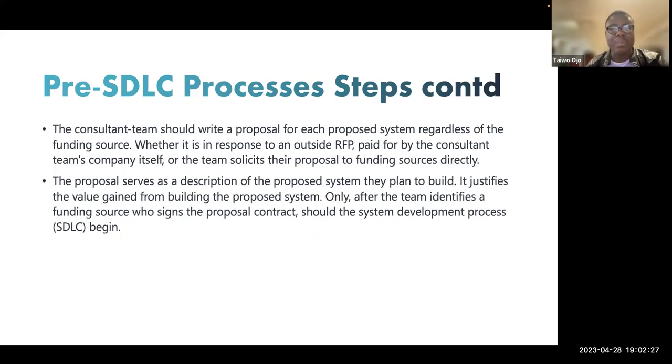The last two steps are that the consultant team should write a proposal for each proposed system, regardless of the funding source, whether it is in response to an outside request for proposal, paid for by the consultant team's company itself, or the team solicits their proposal to funding sources directly. The proposal serves as a description of the proposed system they plan to build. It justifies the value gained from building the proposed system. Only after the team identifies a funding source who signs the proposal contract should the system development process begin.